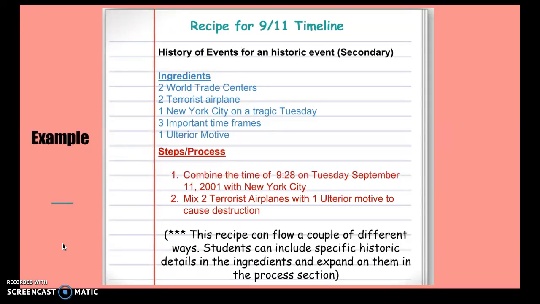So this recipe can flow a bunch of different ways. I mean, when we're talking about history or a lot of other things like a science project, it can go a lot of different ways, and it's really just up to what we as the teachers decide to set out for our students in the rubric. We can tell them to be creative, we can tell them to be a little bit more straightforward. You have that wiggle room with this strategy.